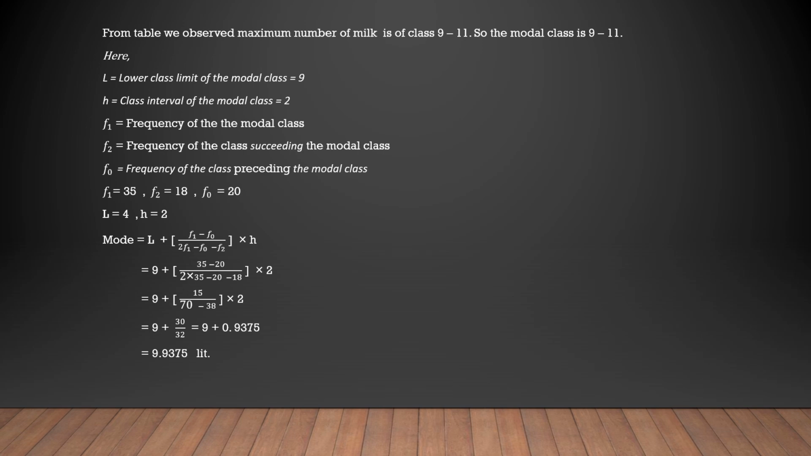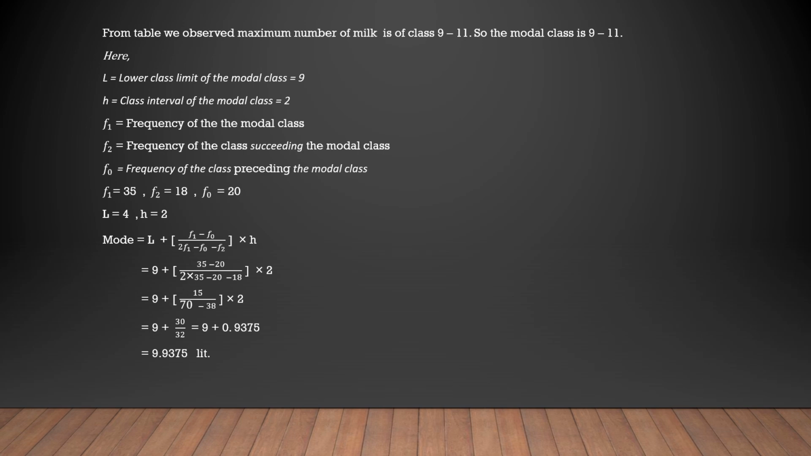So 9 plus F1 minus F0, F1 is 35, F0 is 20, so 35 minus 20, divided by 2F1, which is 2 into 35, minus F0, 20, minus F2, 18, into H. H is 2. So 9 plus 35 minus 20 divided by 2 into 35 minus 20 minus 18, into 2. Then 9 plus 35 minus 20. 35 minus 20 is 15.